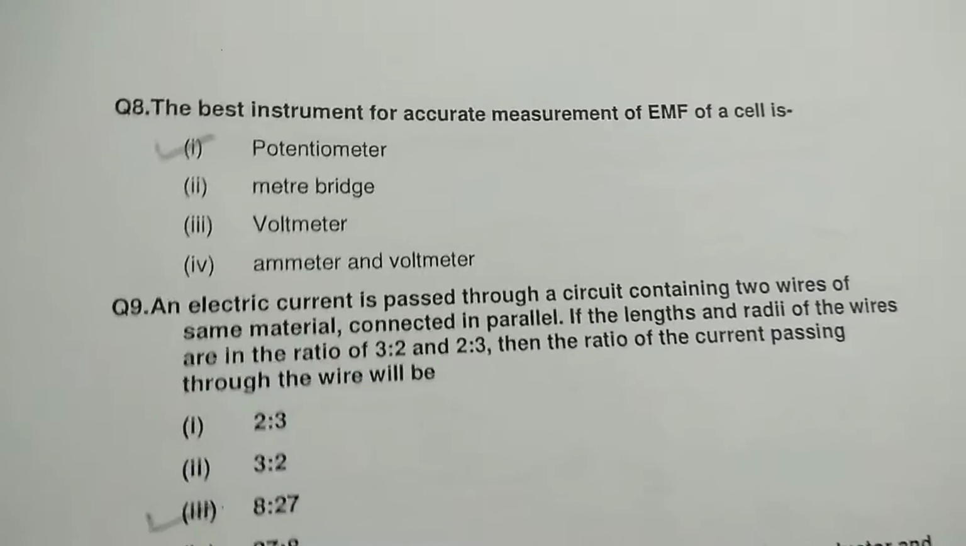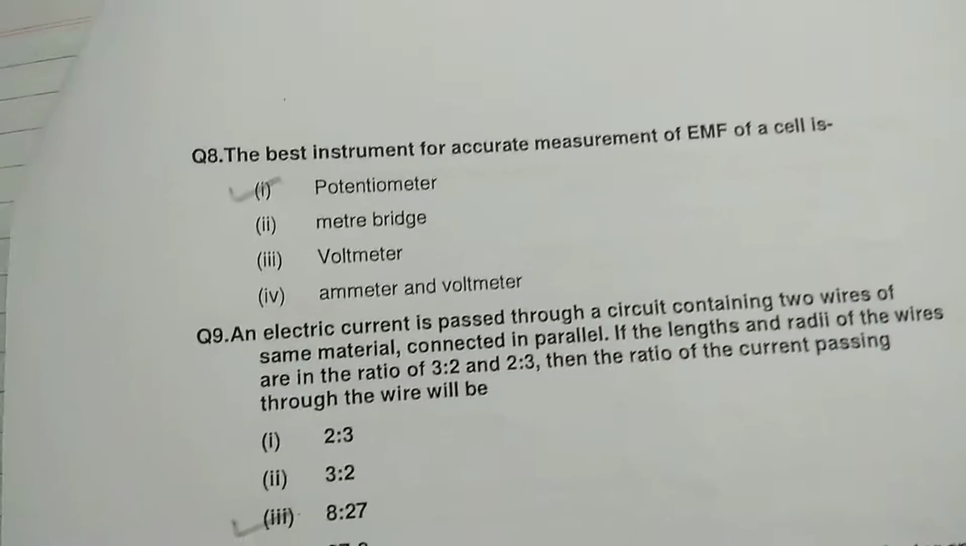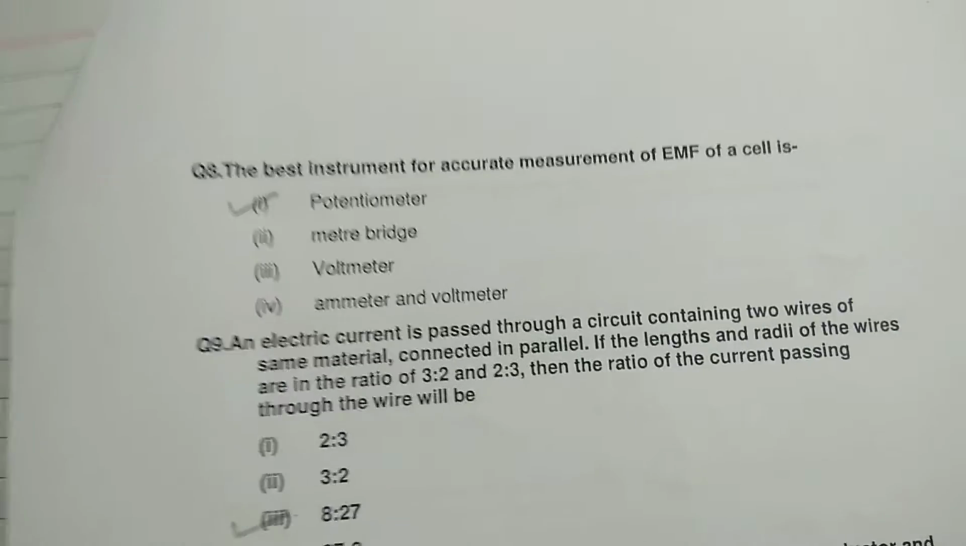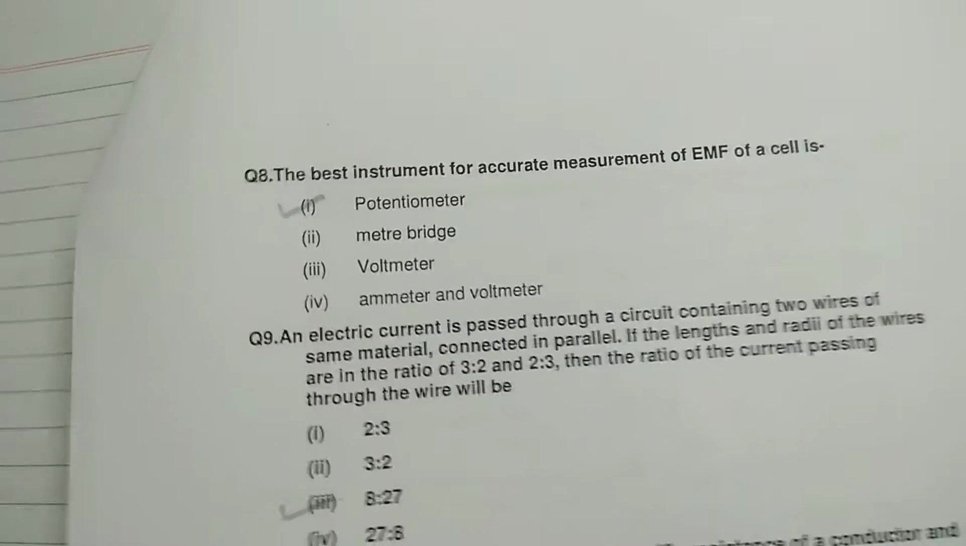Next is the best instrument for accurate measurement of EMF. EMF means the potential difference of a cell, that is the potentiometer. Because see, a meter bridge is usually used to measure unknown resistance. Ammeter and voltmeter are not the best; the potentiometer is the best instrument.